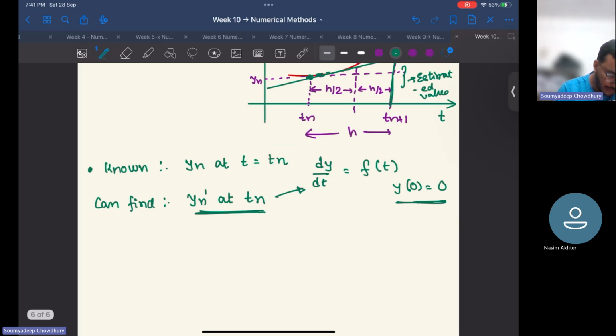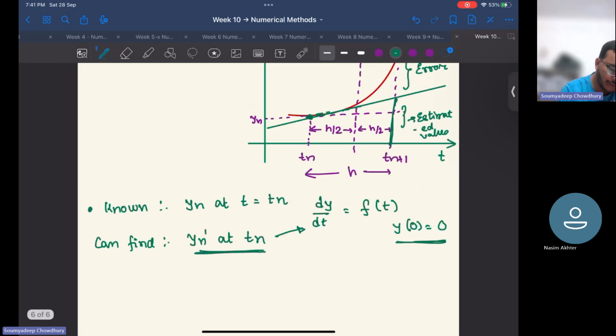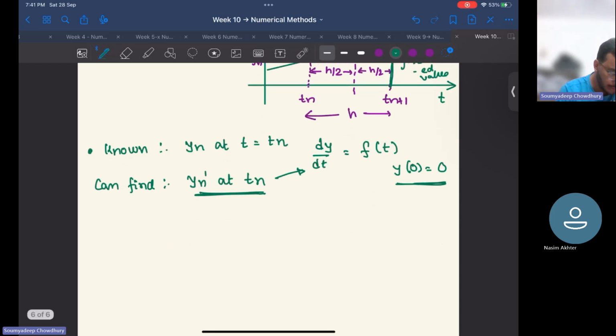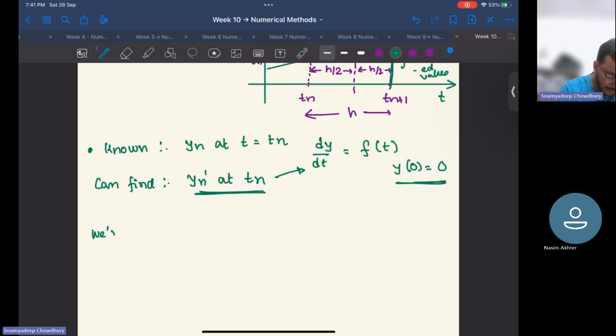Now we can see we also need the slope of the function at the intermediate point, right? So how can we do that? We have to first find y dash at n plus 0.5. yn is at tn, yn plus 1 is at tn plus 1, and at the midpoint we say it is n plus 0.5. That is a convention, okay? So now we have to find y dash at n plus 0.5. How can we do that?